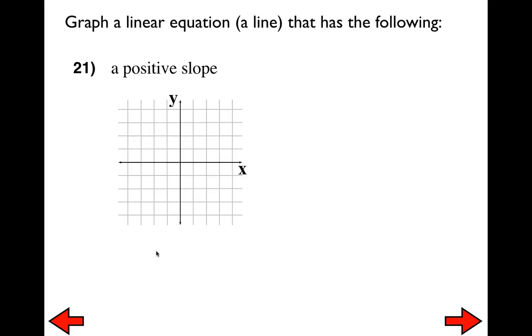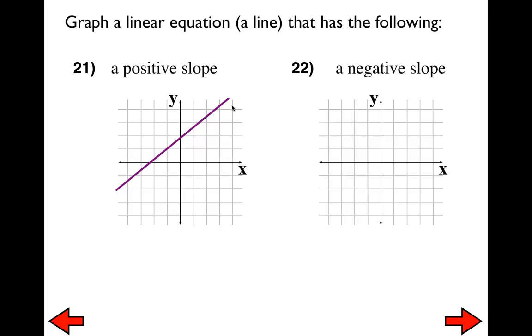Okay, so now I want you to quickly go ahead and give me an example of a positive slope. There's going to be different answers that you could have possibly put on this graph. Just please make sure that your line goes up from left to right, and that would be good enough for me. What about a negative slope?